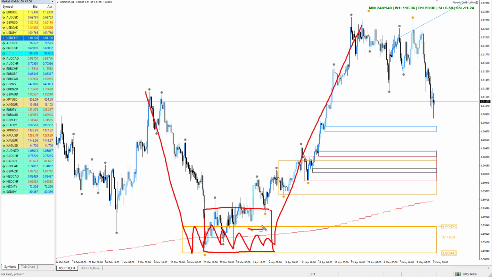And what did price do here? Is this a valid trend line point? It is, and why? Because we managed to move above these highs here. So what area did that? Well, we have this one here, this one here, and this one here.